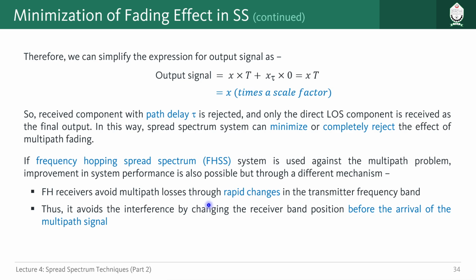Now here the change of frequency will be very rapid, and as a result, before the delayed version or multipath component of a signal can arrive, we are already going to change the receiver band position, and as a result we are going to avoid or minimize the interference of fading. So this is the basic process of FHSS for mitigating the effect of multipath fading.